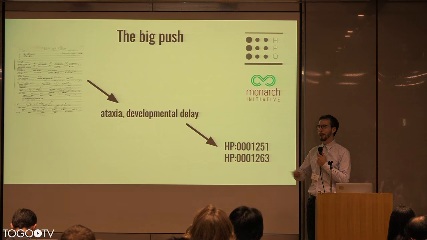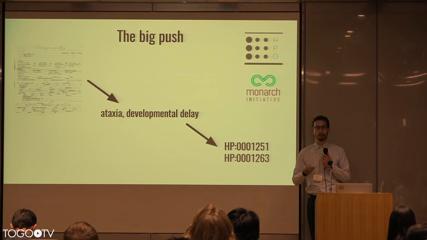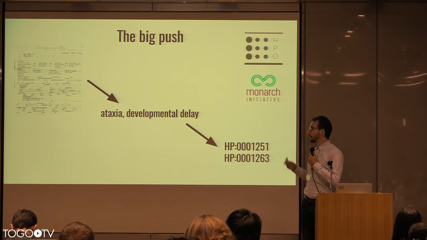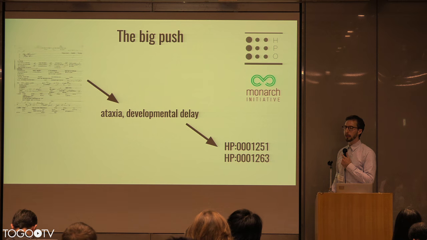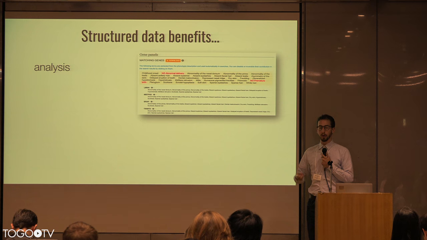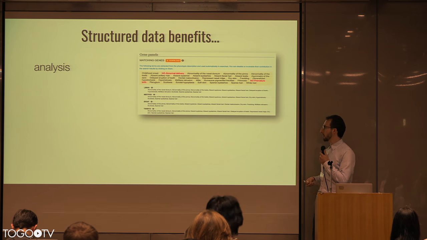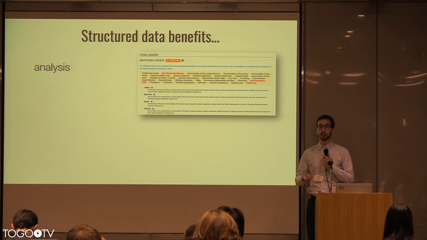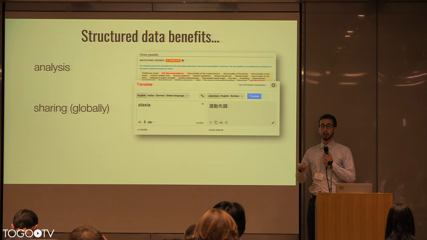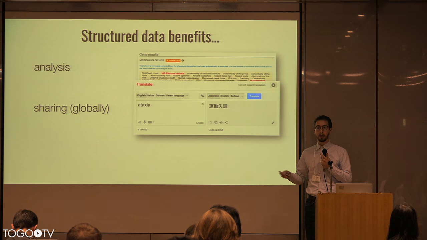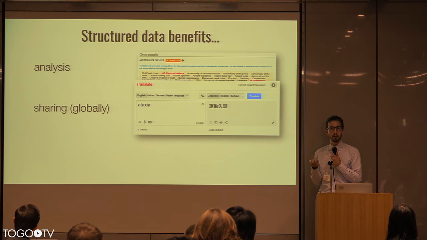The big push that we've been a part of is trying to get doctors to transition from writing down clinic notes on paper to entering them into computers to describing them in standardized terminologies that allow us to analyze them with a growing ecosystem of software tools, to do things like predict diagnoses or suggest candidate genes. This allows us to share this information globally and across different languages. You can map the HPO to different languages, and now researchers from around the world can communicate using a shared scientific semantic language.